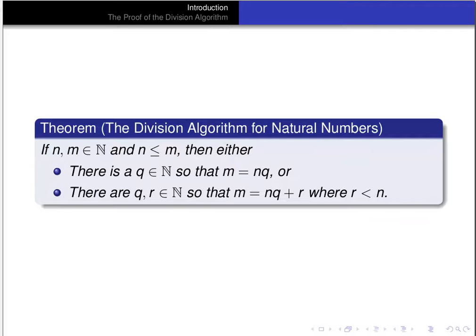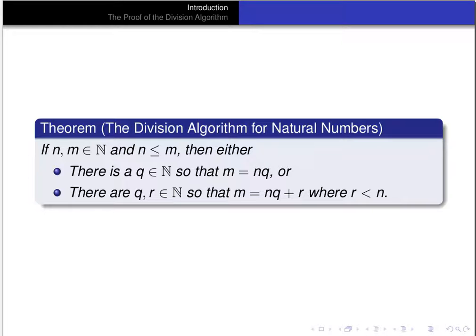If n and m are natural numbers, not integers here, but natural numbers, and n is less than or equal to m, then either there's a quotient q in N, a natural number q, so that m is equal to n times q, or there are natural numbers q and r, so that m is equal to n times q plus r, where the remainder r is strictly less than the divisor n.